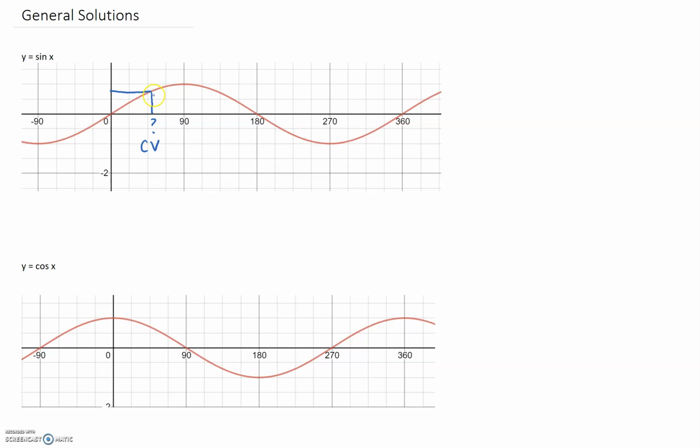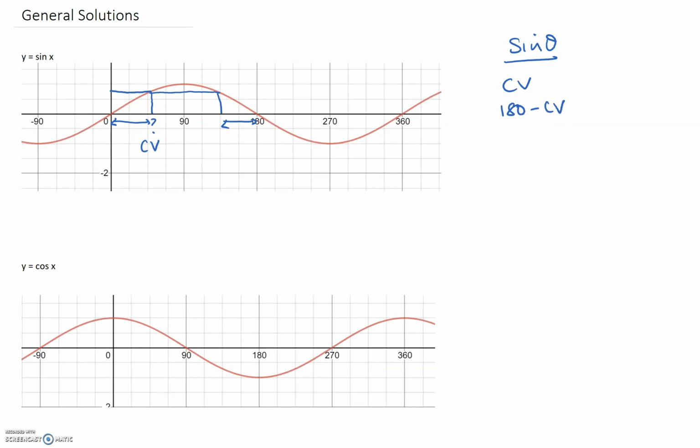So if I keep going across, I actually hit the graph at another point, and that gives me another value. Now the way I find that value is by the symmetry of the curve. It's actually the same distance away from 180 as the first value was from 0. So the rule for sine is I can get the calculator value, and I can also do 180 minus the calculator value to give me two different solutions.